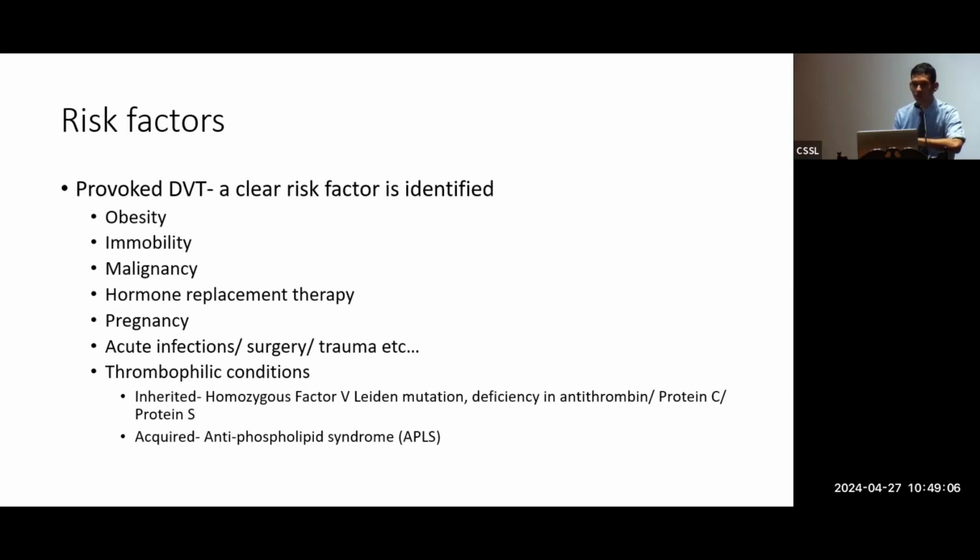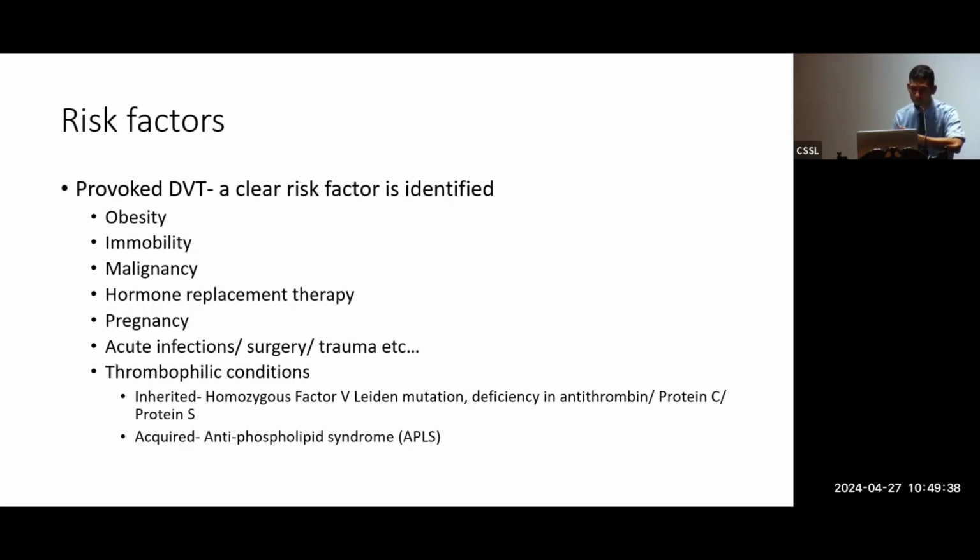So what are the risk factors for deep vein thrombosis? When you take a patient with deep vein thrombosis, and if you can identify a risk factor, that is termed a provoked DVT. If you can't identify a reason, then it's termed unprovoked DVT. Classifying deep vein thrombosis as provoked versus unprovoked has management implications, because the duration of anticoagulation will depend on this classification. So what are the causes for provoked DVT?